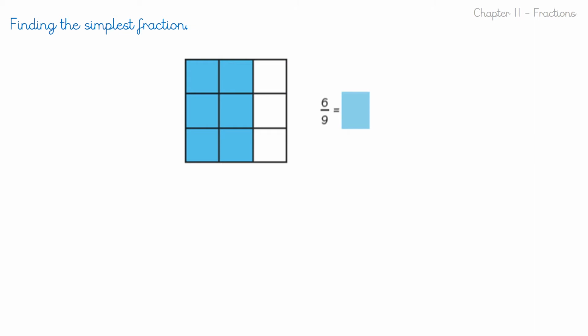Let's have a look at this example together. Now we have a cake here and we are eating 6/9 of the cake. We know that our cake has been divided into 9 equal parts and we are eating 6 of them. How can we find the simplest fraction?